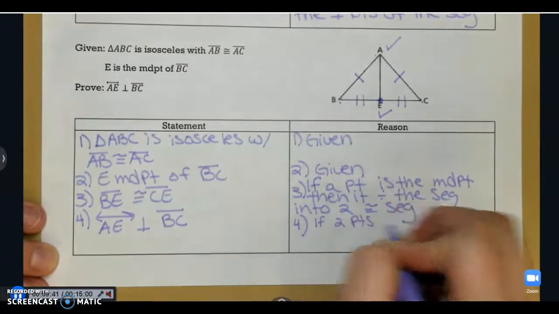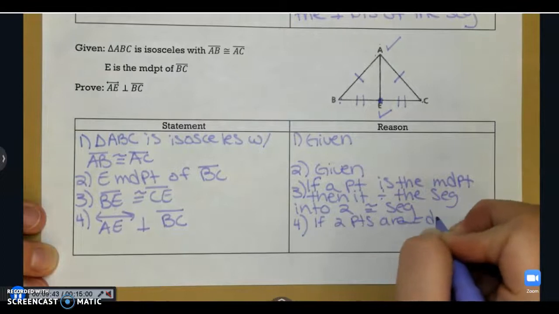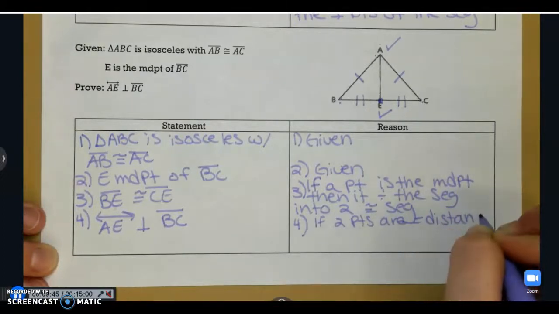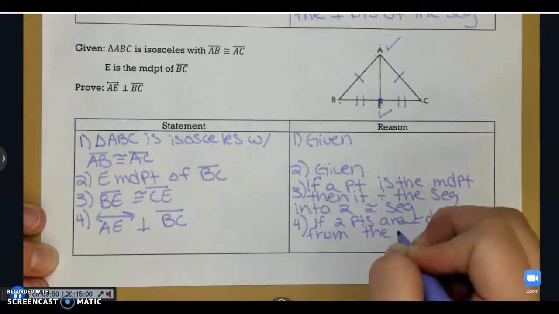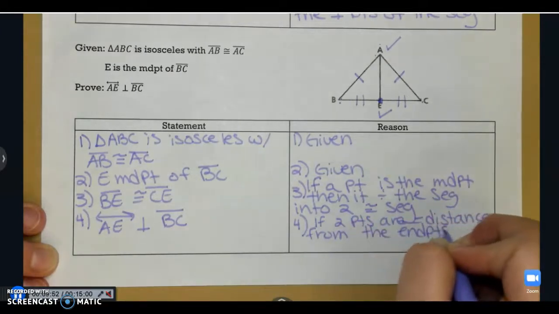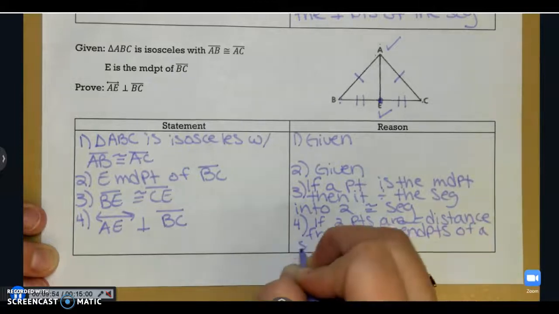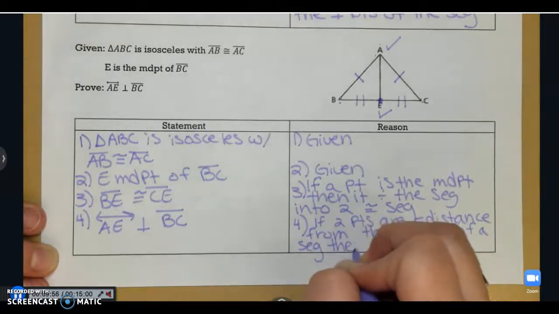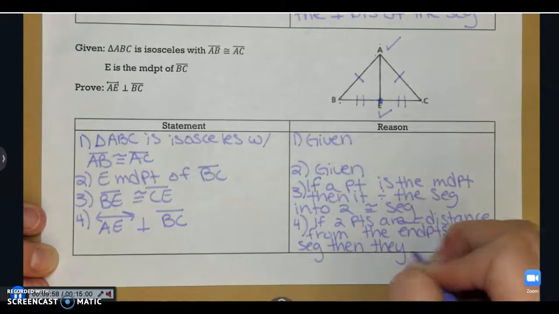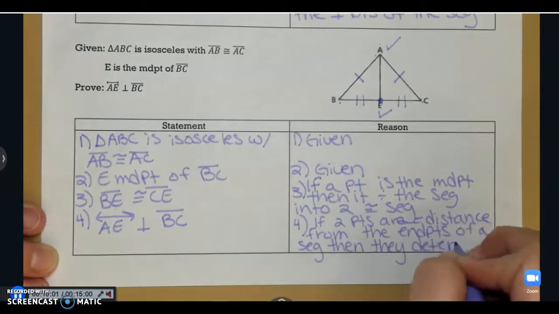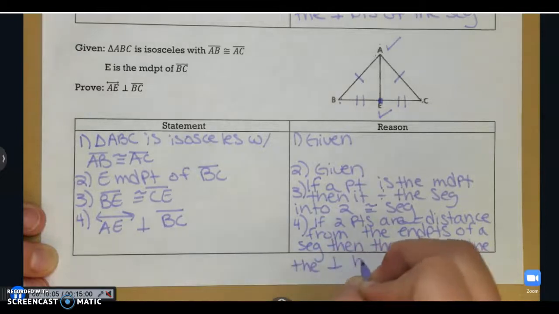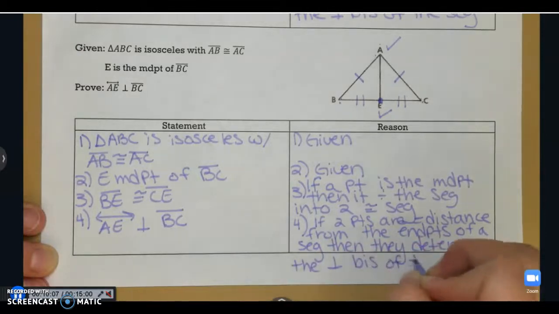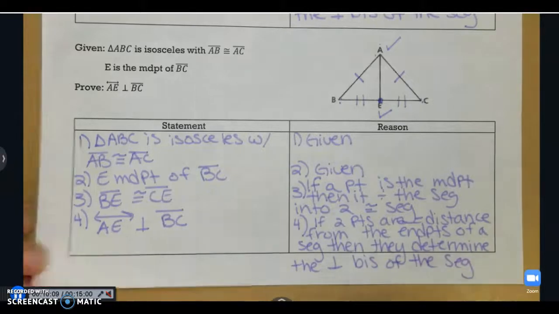If 2 points are equidistant from the endpoints of a segment, then they determine the perpendicular bisector. And that takes care of our equidistant proofs.